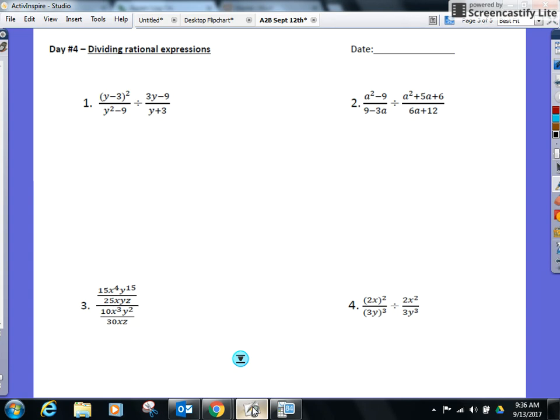Keep, change, flip, skip and flip. Whatever words you want to remember. When you divide with two fractions, you change the division to multiplication and flip the second one. So I guess keep, change, flip, that's where that comes from.